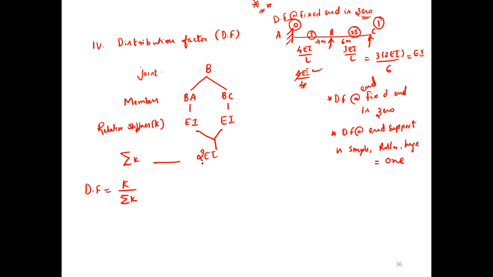Here these are K. We have two members, so we get two distribution factors. K by sigma K: K is EI, so EI by 2EI. How much do we get? Half, 0.5. Here also EI by 2EI, which is 0.5.